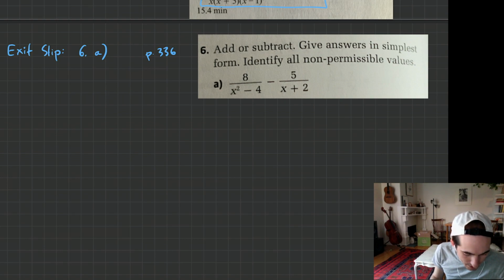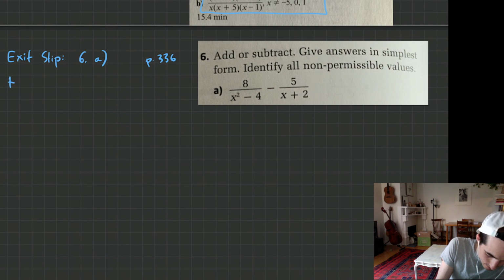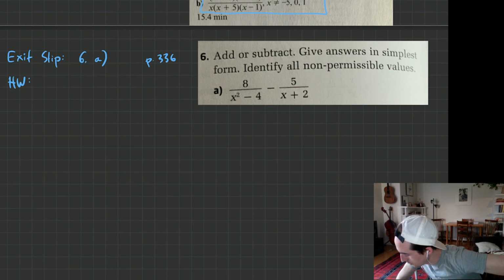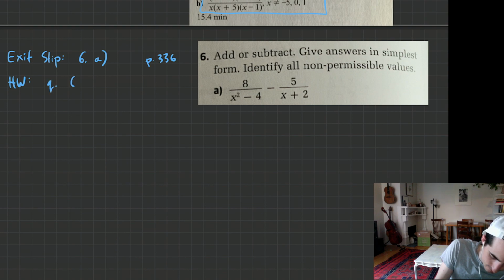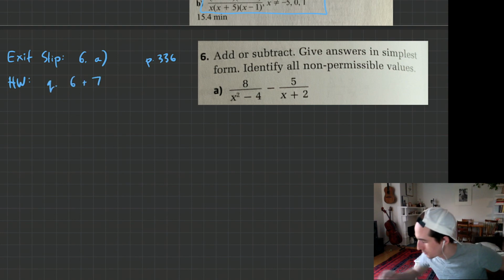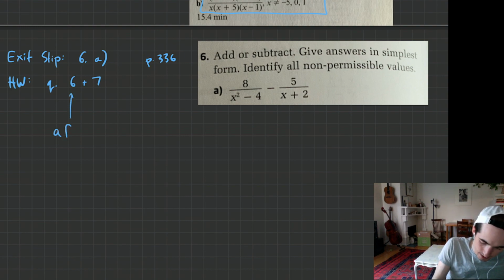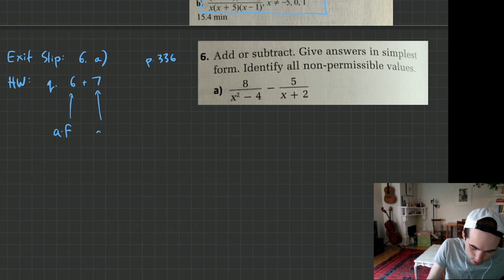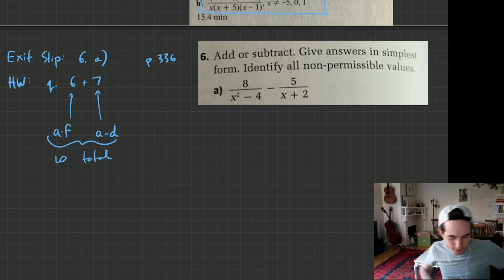So the exit slip is to do this question, and for homework over the weekend, just a couple of questions. I'd like you to do questions 6 and 7. Just those 2. That's 10 questions in total, because question 6 is A to F, and question 7 is A to D. They're multi-part questions, so there's 10 in total. Hopefully that keeps you busy.